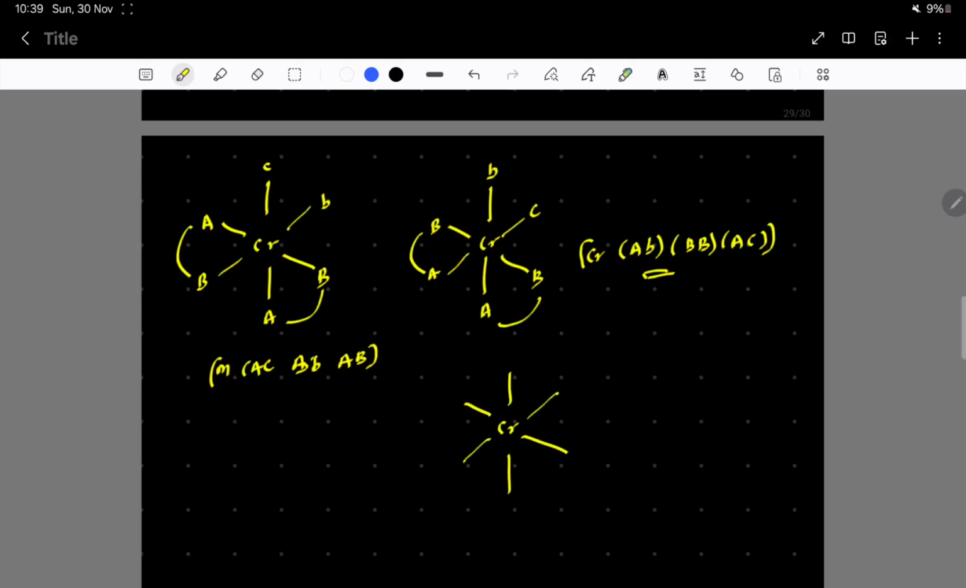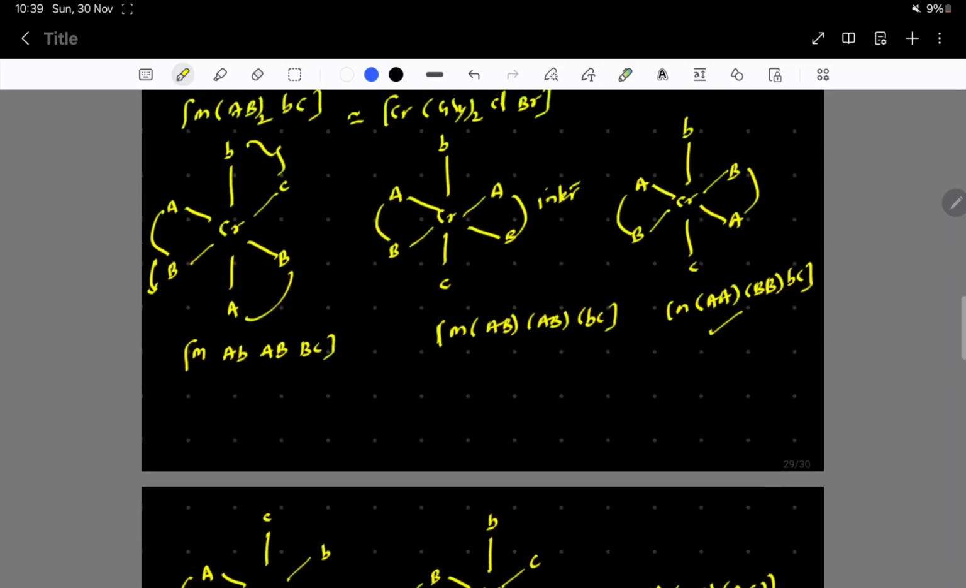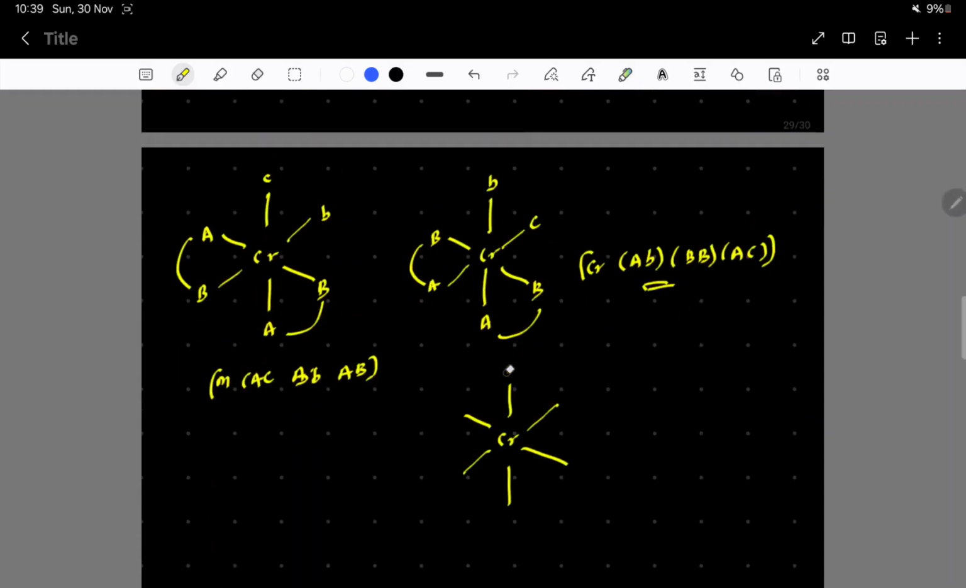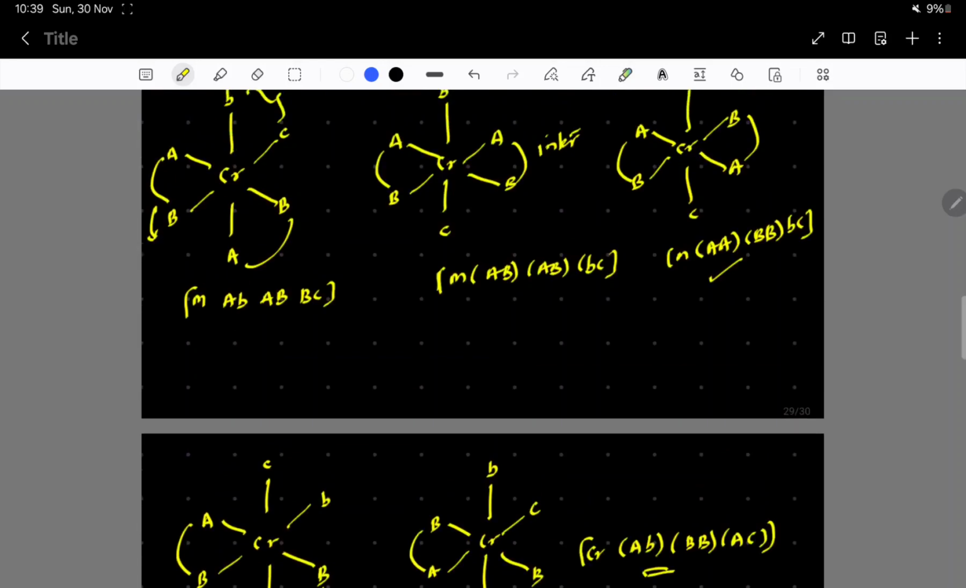Now once we change this configuration, this we will keep as it is. Here also we will keep BC as it is. The bottom one we will change, student. We will do a correction here. We will do an interchange.